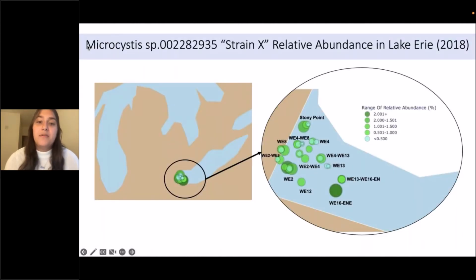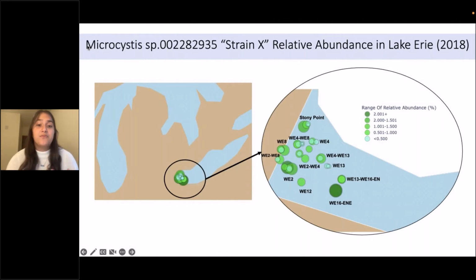So we mapped the relative abundance. For strain X, just to orient you, this is showing a zoomed in version of the different sites in Western Lake Erie. The size of the circle as well as the darkness of the circle corresponds to abundance. So generally the darker the circle as well as the bigger the circle, the higher the abundance. And you'll note that it only goes up to about 2%.